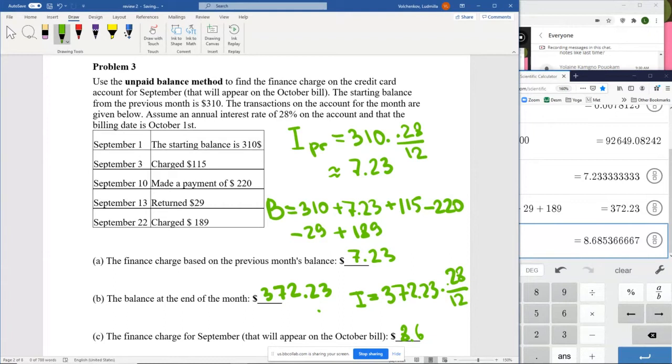8.6. So we have 8 of that. After the 8, we have 5. So we round up. Instead of 8, we have 9. 869.